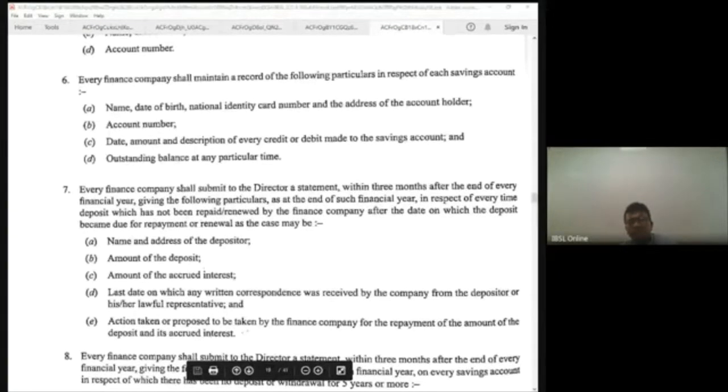So the central bank has put everything in black and white. Even the deposit certificate, what should be printed on that? It means the regulator is trying its best to protect the general public. Why do they do that? To protect financial system stability, right? If one finance company collapses, that will badly affect others. So efforts are taken to protect the entire financial system.